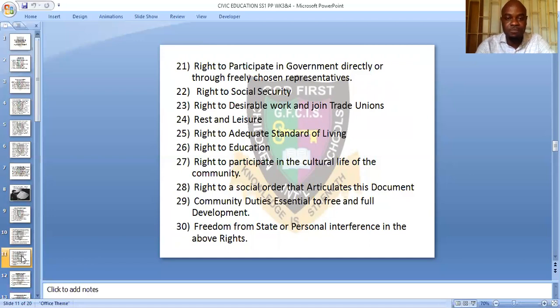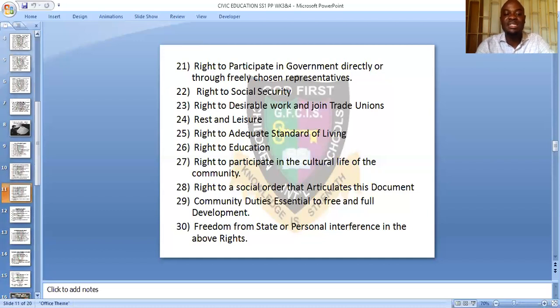Article 27, right to participate in the cultural life of the community. Article 28, right to a social order that articulates this document. Article 29, community duties essential to free and full development. And Article 30, freedom from state or personal interference in the above rights. These are the 30 articles of the UDHR.